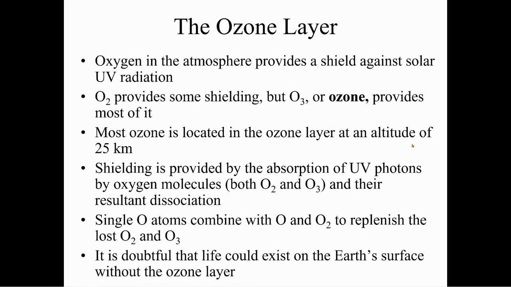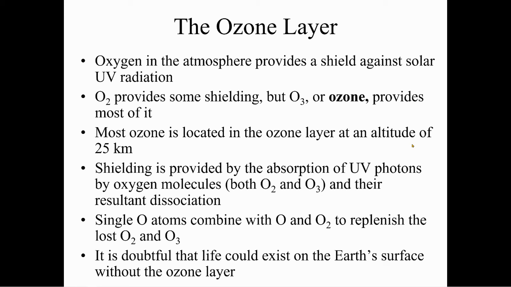The ozone layer. Oxygen in the atmosphere provides a shield against solar UV radiation. O2 provides some shielding, but O3, or ozone, provides most of it. Most ozone is located in the ozone layer at an altitude of 25 kilometers.